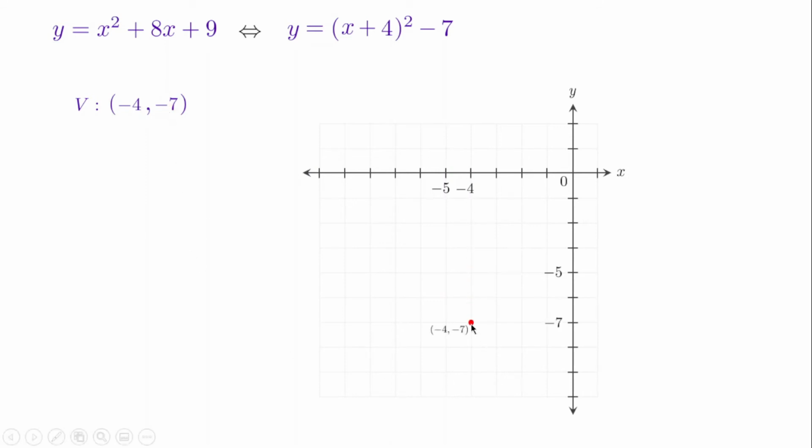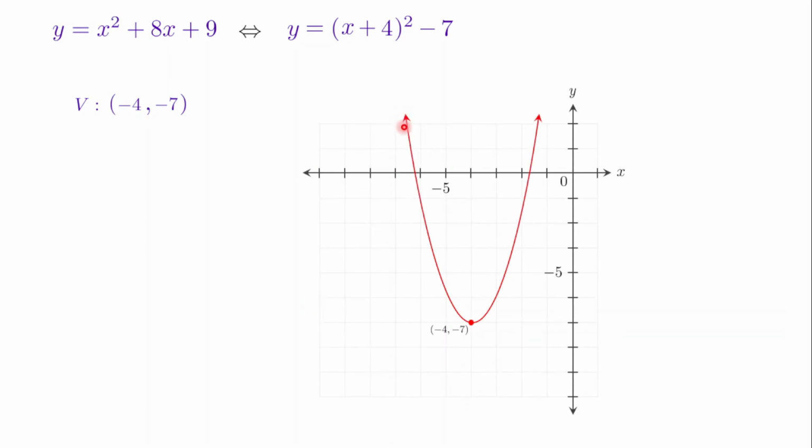So this now, that is the point (-4, -7). Okay, and this will be the vertex of the graph. Now, we check the value of a. The value of a here is 1. That's positive. And you also have the value of a here, which is also 1. Since the value of a is positive, or greater than 0, the graph is opening upward.